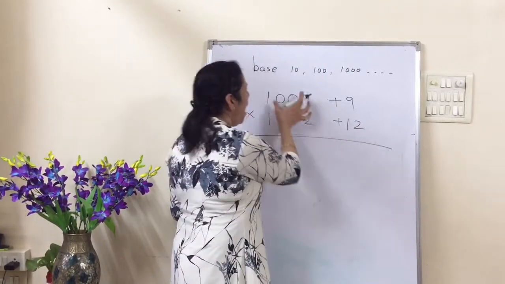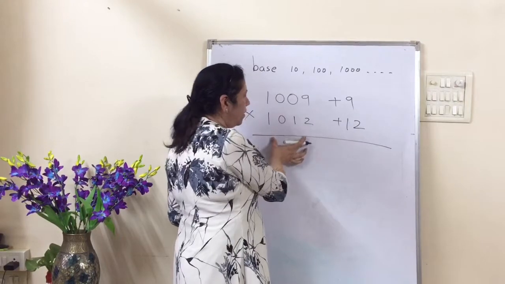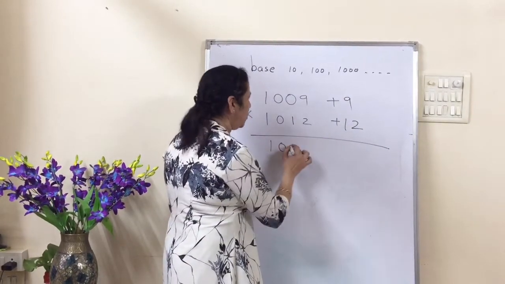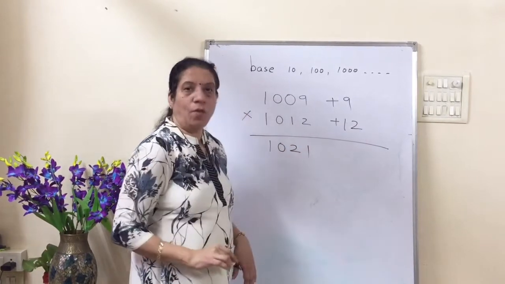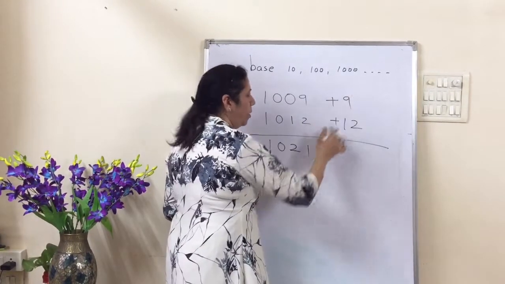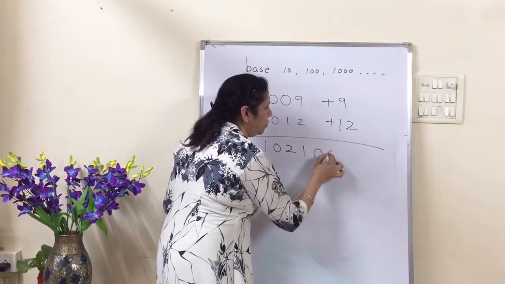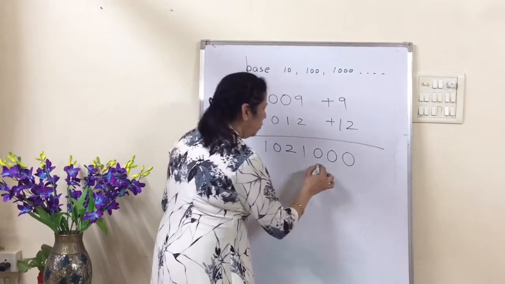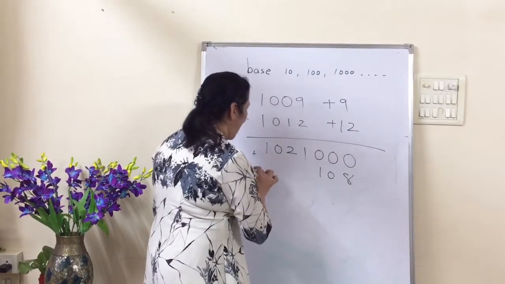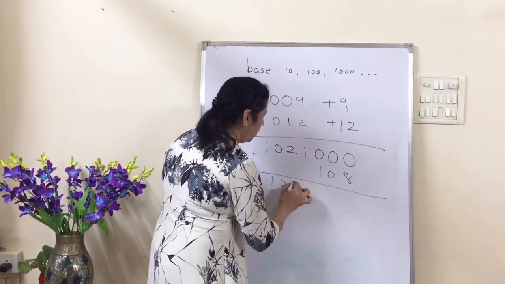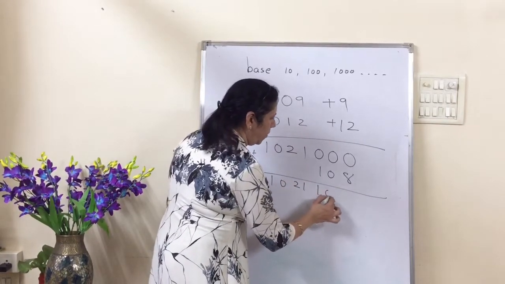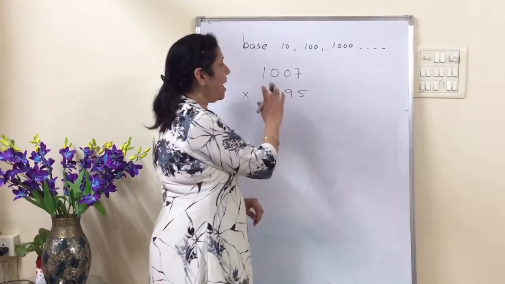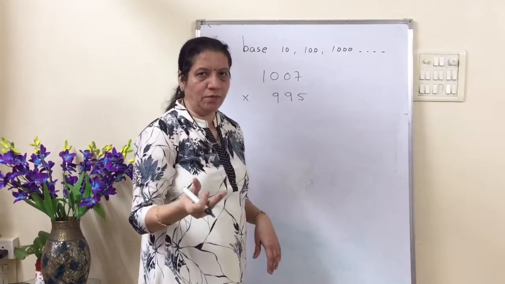Now same method, add this number and this number, or this number and this number, you will get the same answer. And what is that answer? 9 plus 12 is 21. So this is equal to 1021. Now we have to put 3 zeros as usual. Now what is 12 nines? It is 108. So we write down 108 here and we add. See, we get the answer 1021 so easily.